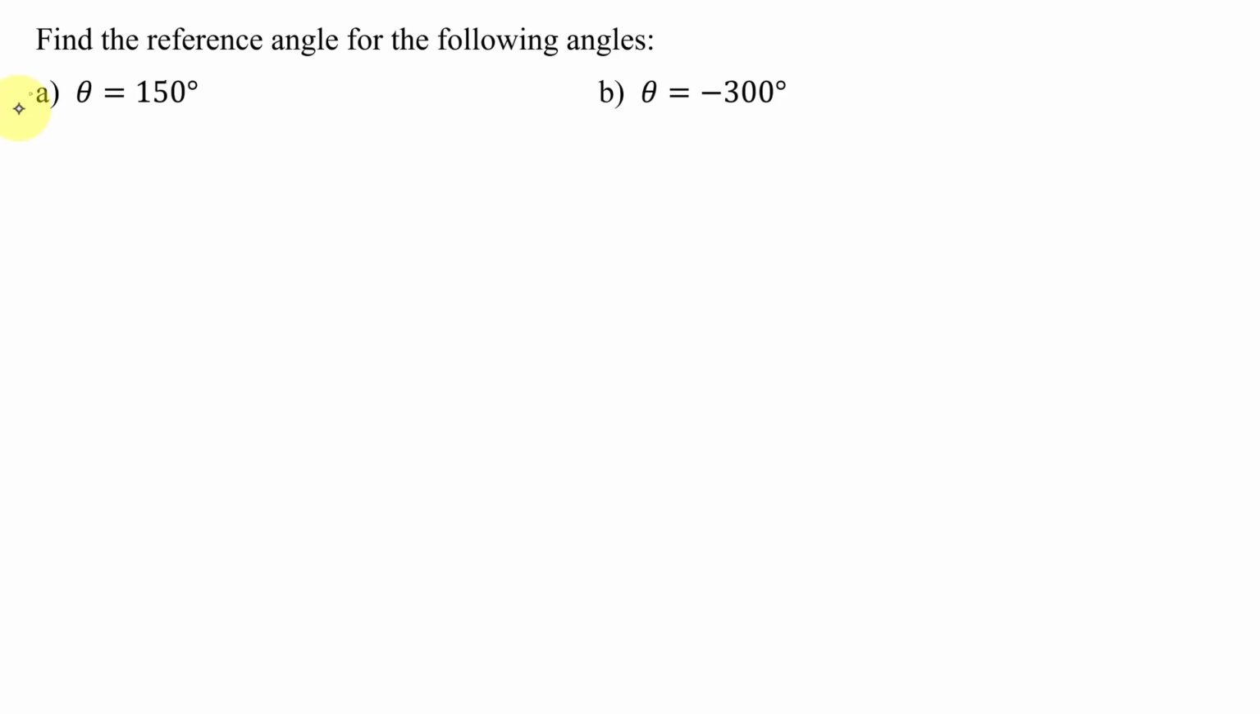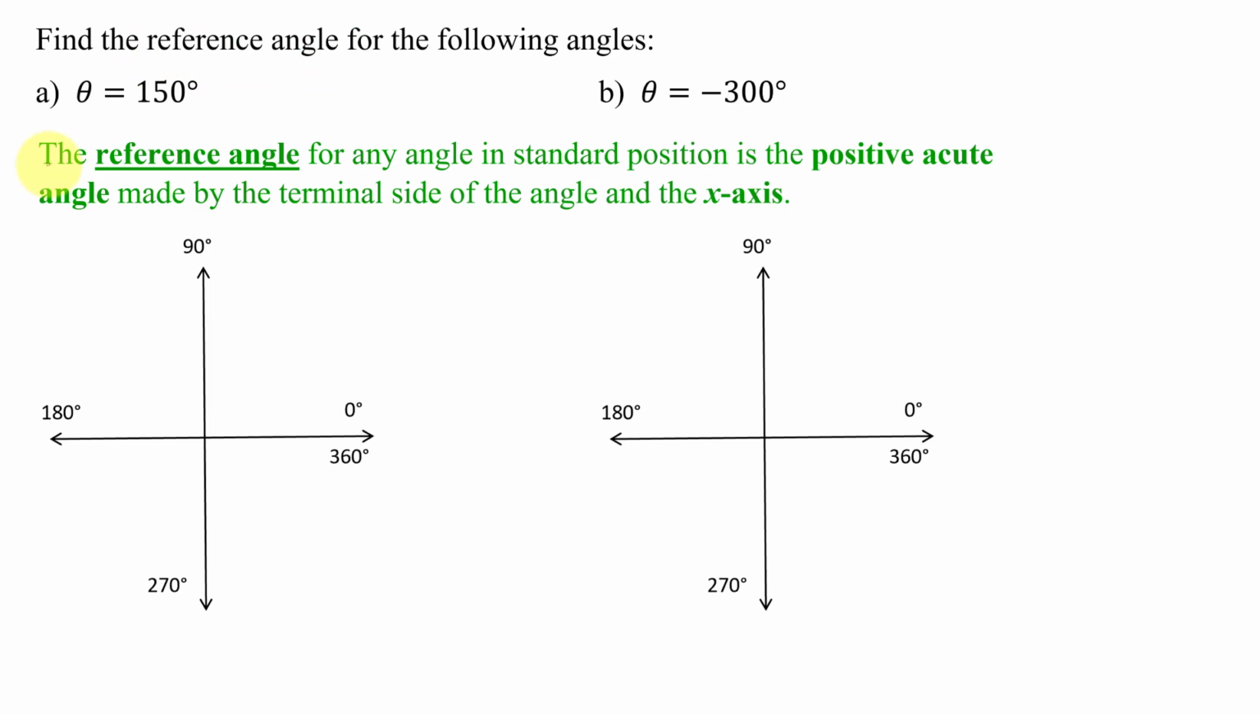In this example, I need to find the reference angles for the following two angles here measured in degrees. Well, what do we mean by reference angles? Remember, the reference angle for any angle in standard position is the positive acute angle made by the terminal side of the angle on the x-axis.